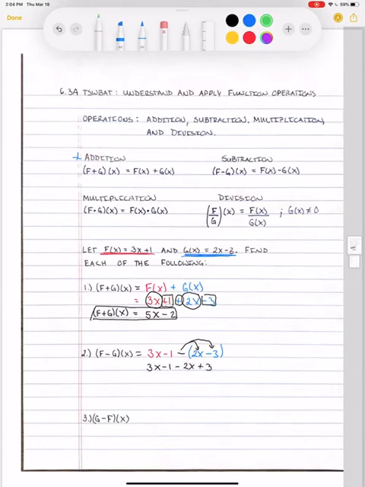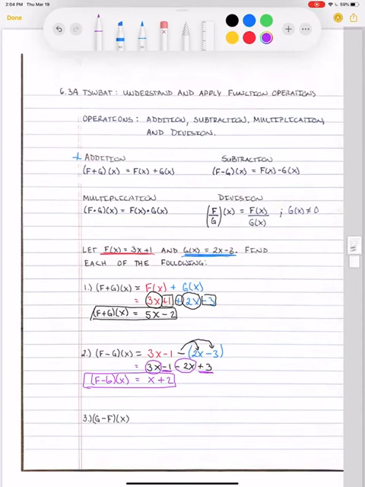From here we're just going to combine our like terms. I have a positive 3x and a negative 2x, that's going to be positive x. I have a positive 1 and a positive 3, that's going to be positive 4. So (f - g)(x) equals x plus 4.